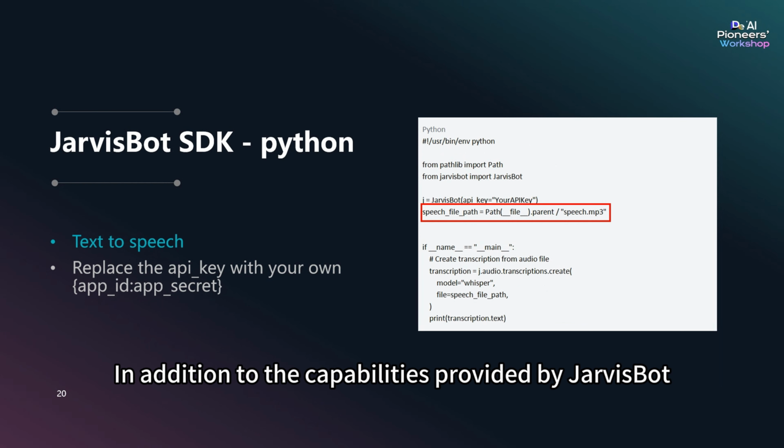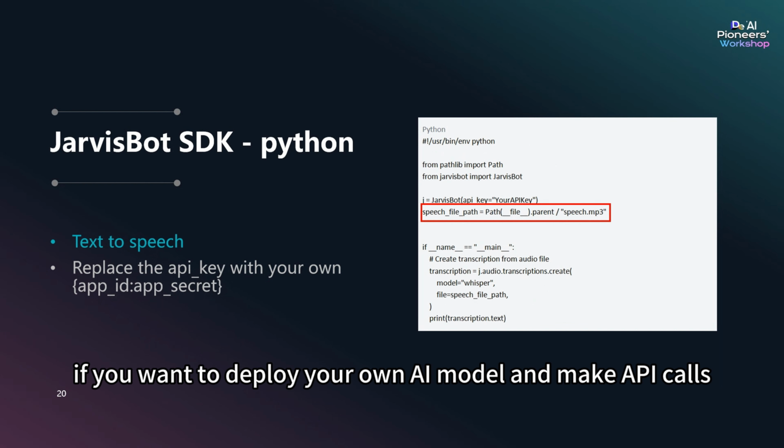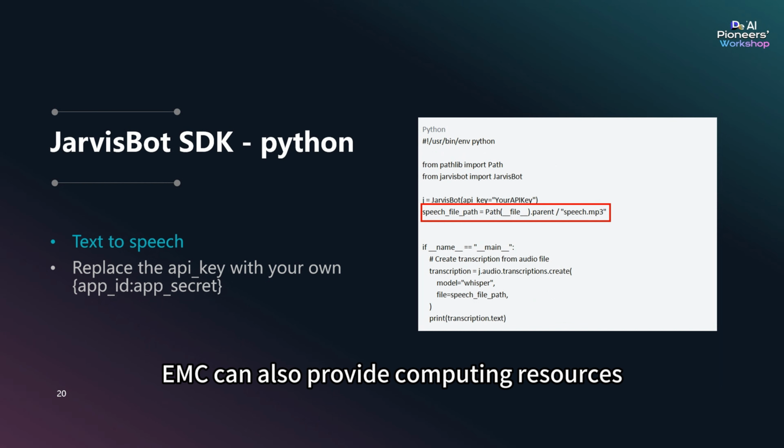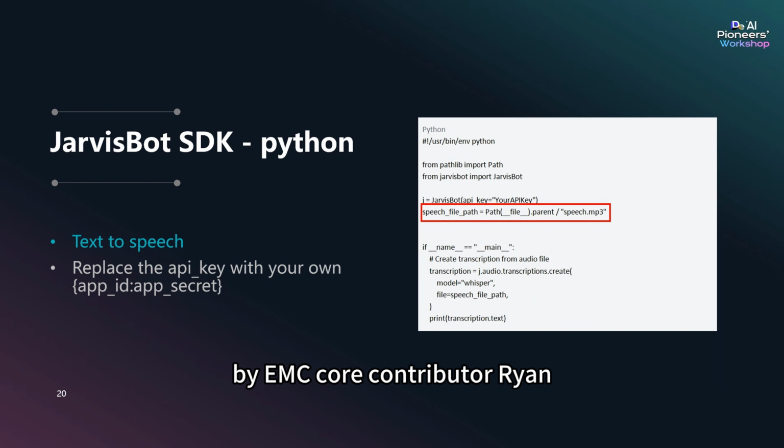In addition to the capabilities provided by JavaSpot, if you want to deploy your own AI model and make API calls, EMC can also provide computing resources, which will be covered in another workshop by EMC core contributor Ryan.